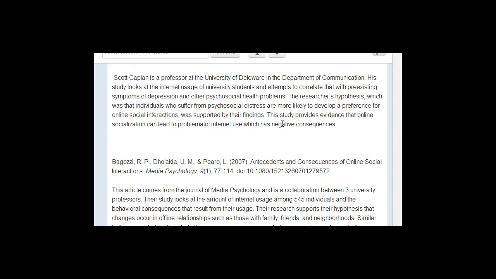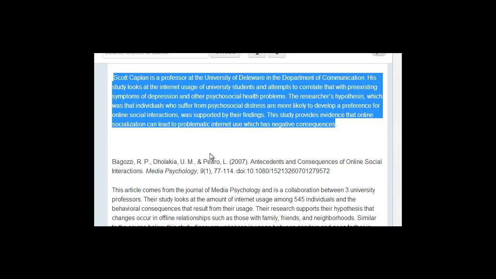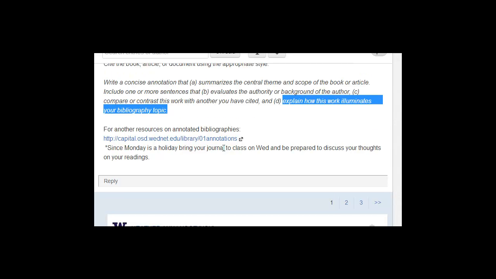Okay, so that one seems to be doing what it needs to be doing. It has a summary, it shows credibility, and it talks about how it might connect. It isn't yet connected to any other sources in the bibliography, and that would be the other thing we wanted to see if we go back up here. It explains, compares and contrasts with another work you've cited. So remember, it summarizes the central theme, evaluates the authority, compares and contrasts with another work, and explains how it illuminates the topic.